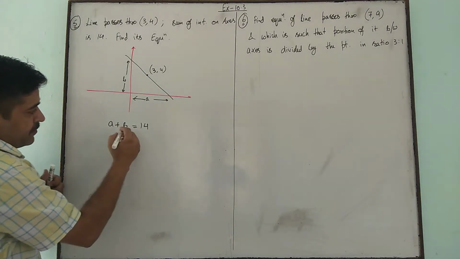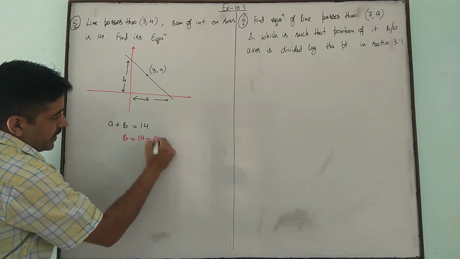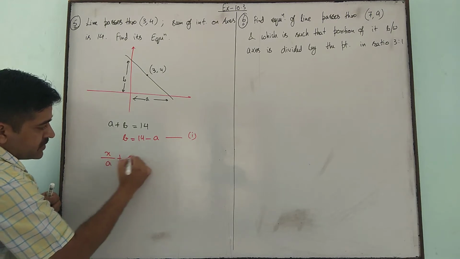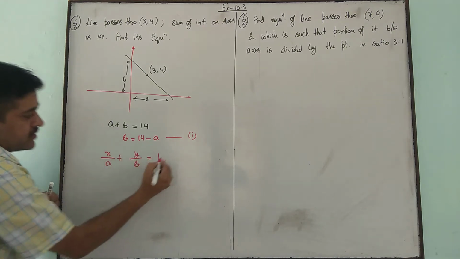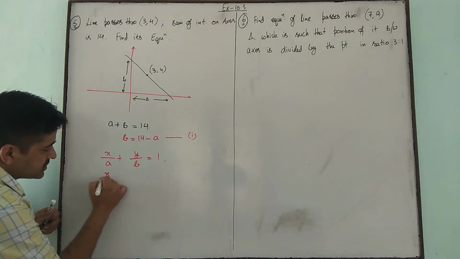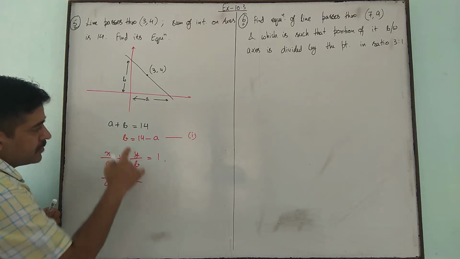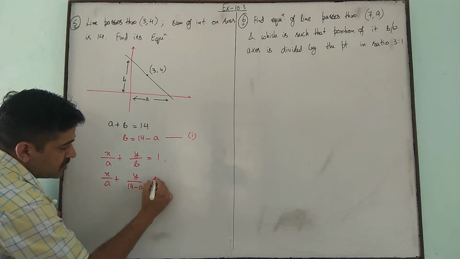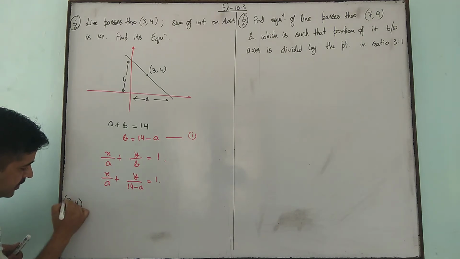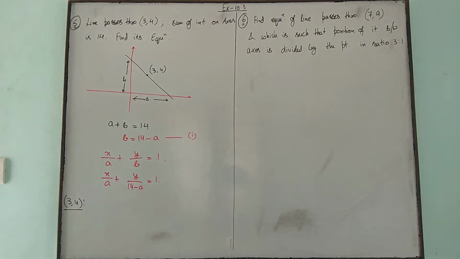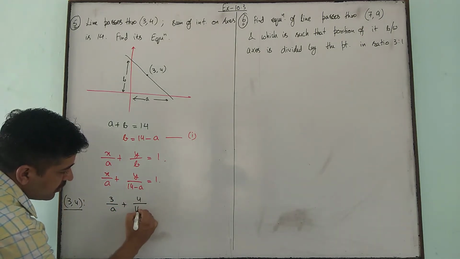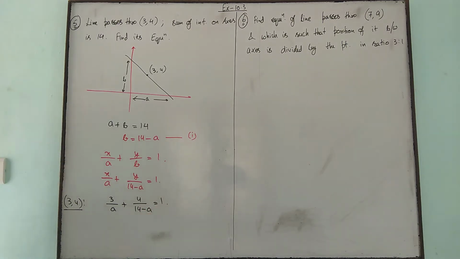Then if B is 14 minus A, the equation of the line is x upon A plus y upon B is equal to 1. That we know. Put the value of B here, so x upon A plus y upon (14 minus A) is equal to 1. Now the line passes through the point (3, 4). So it is 3 upon A plus 4 upon (14 minus A) is equal to 1.